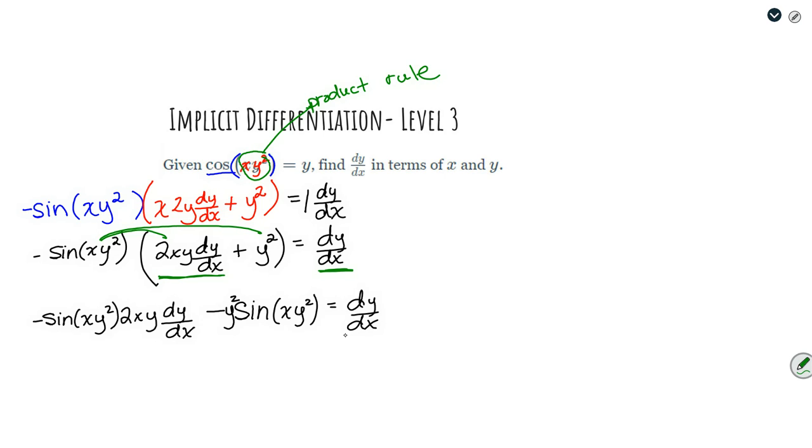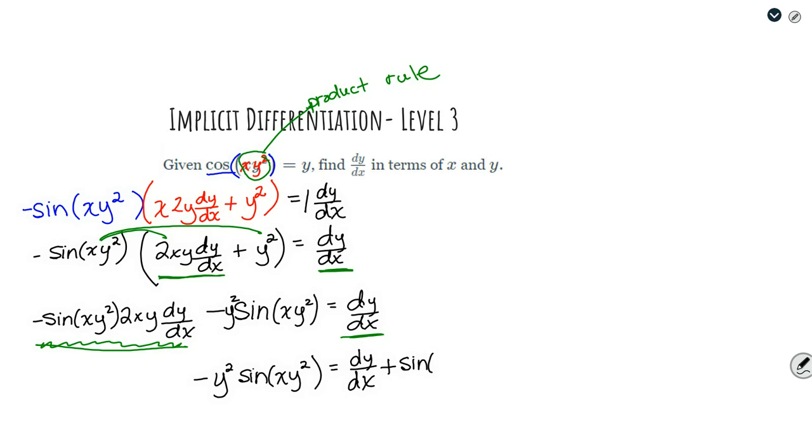Then I spot this dy dx, I spot this dy dx. I'm going to move them to both sides. So I'm going to add this big long sine to both sides. So I have negative y squared sine of xy squared equals dy dx plus sine of xy squared 2xy dy dx.